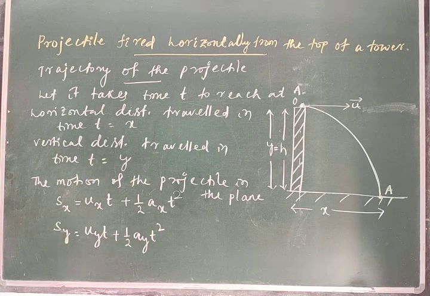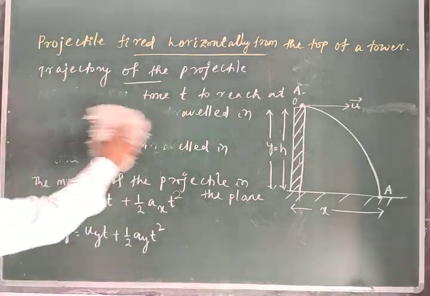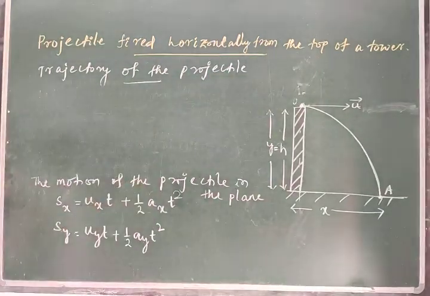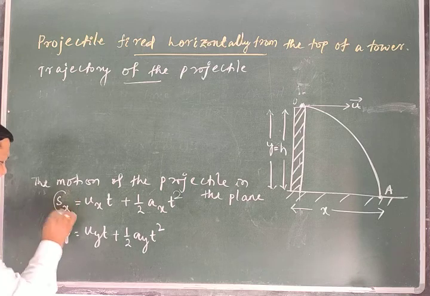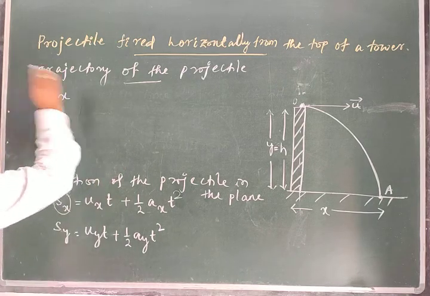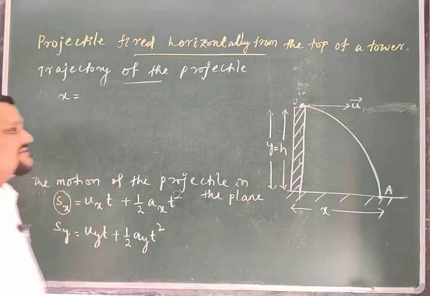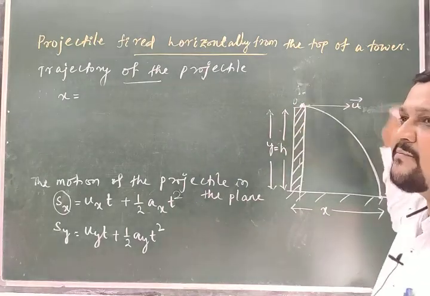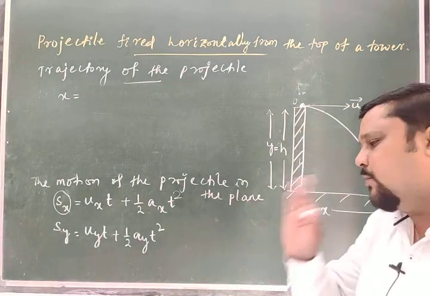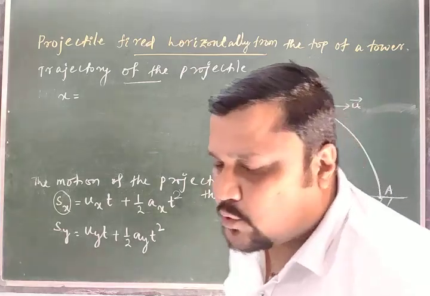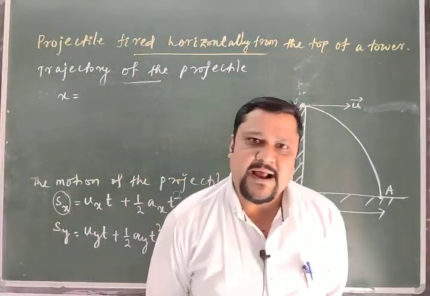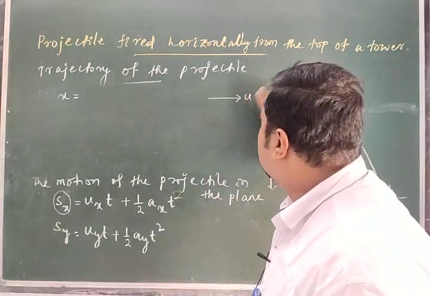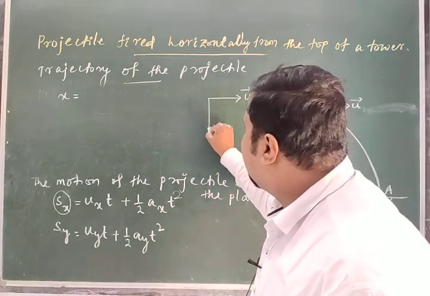So accordingly, for horizontal motion, now I am finding the trajectory. For horizontal motion, what can I write here? What is this Sx? The distance is x, and Ux is the velocity u given. As you know, the horizontal velocity is uniform. Why is it uniform? What is the force acting on this projectile? The gravitational force, which is in the vertical direction, while the velocity u is in this direction.